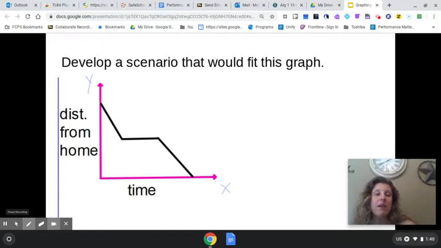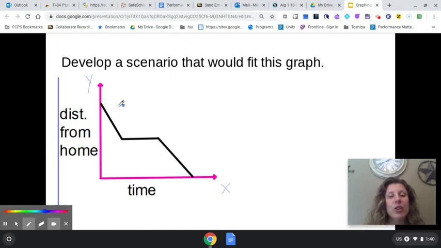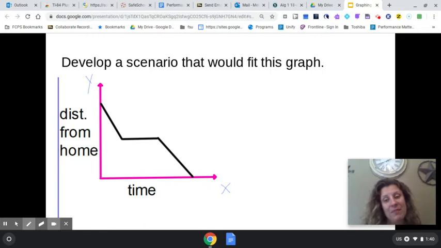Okay, so maybe we're at school. And at first, we're going to leave school and get closer to home during this portion. So as time is increasing, our distance from home is decreasing. We're getting closer to home. So maybe at the end of the day, when we're leaving school, we're on the bus and we're getting closer to our bus stop. Here is where the bus does stop.